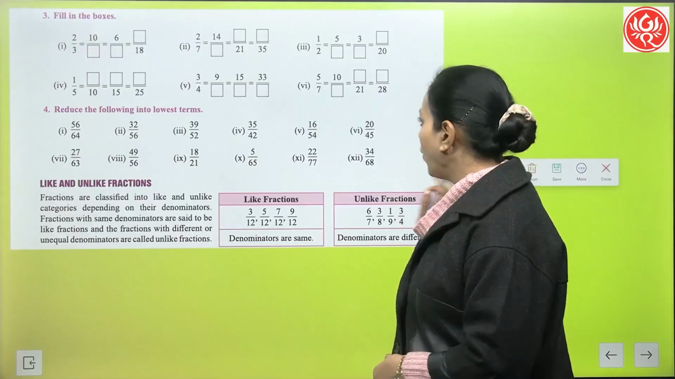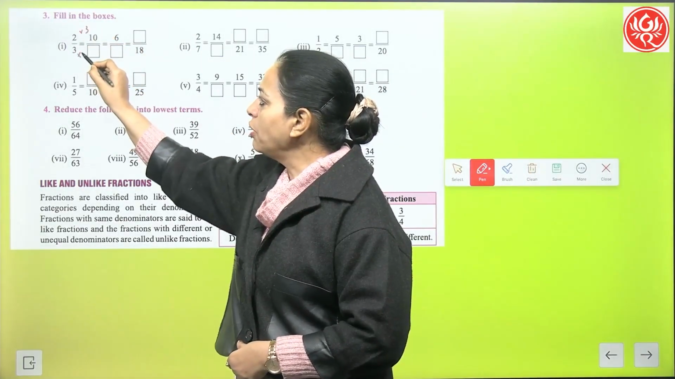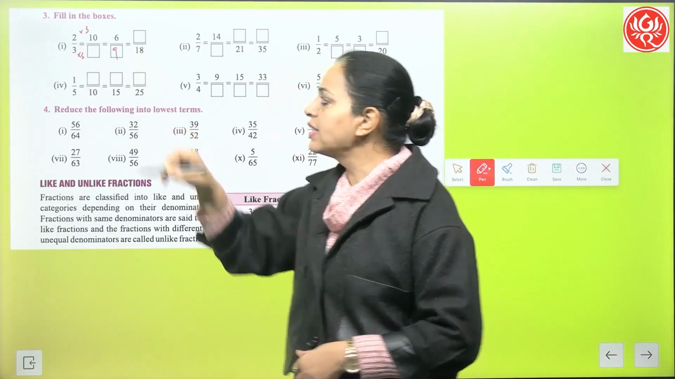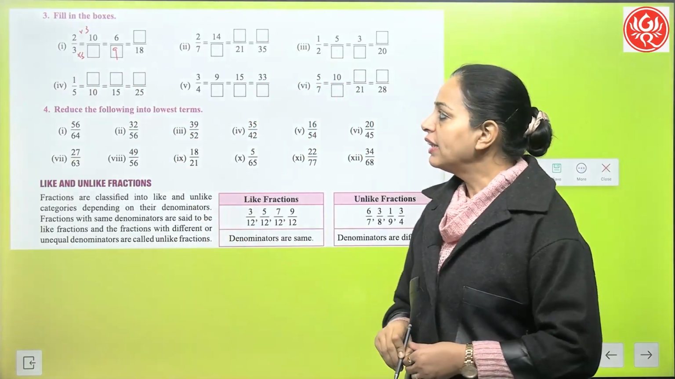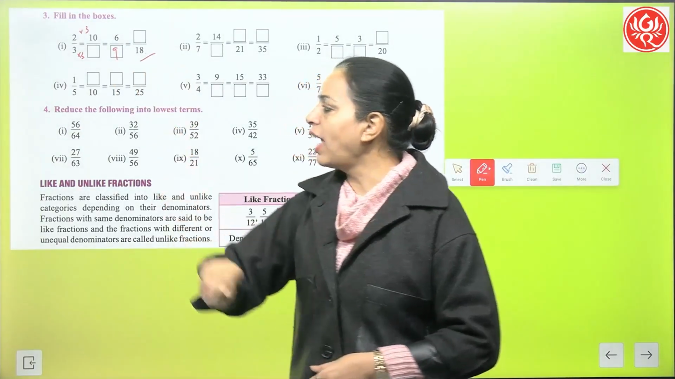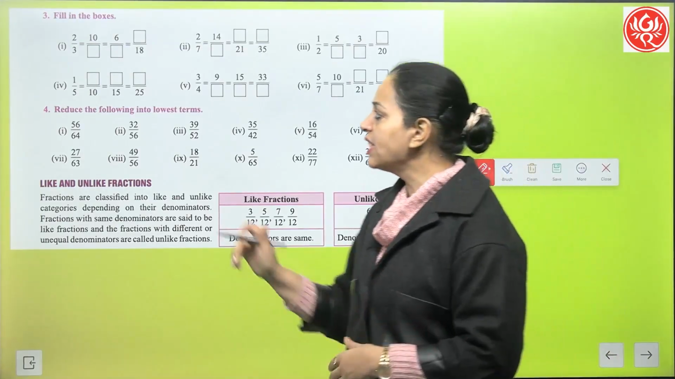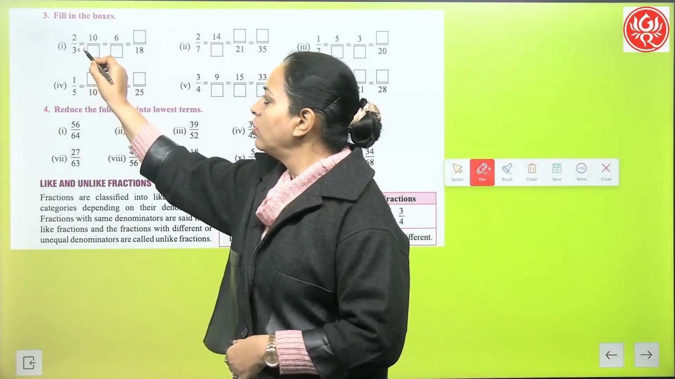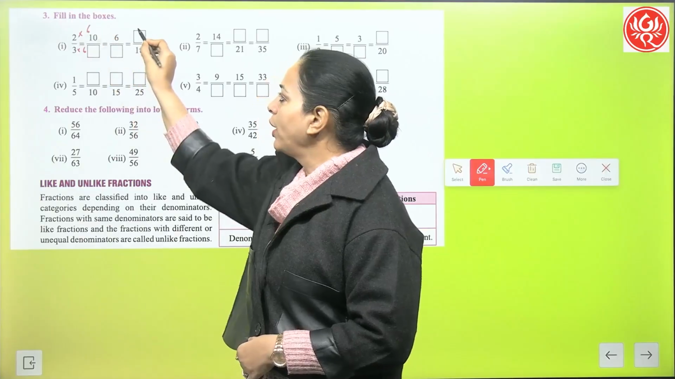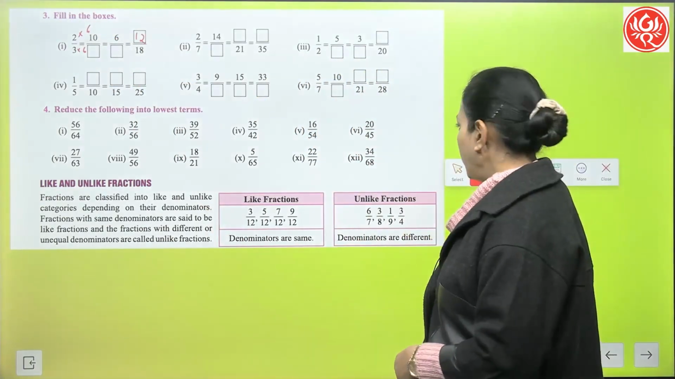Now the second one, here 6, so 2 into 3, so below also 3 into 3, that is 9. Okay, then the next is we want the denominator as 18. How will 18 come? 3 6s are 18, so 2 6s are 12. So here 12 upon 18. Similarly, we can try the remaining parts.